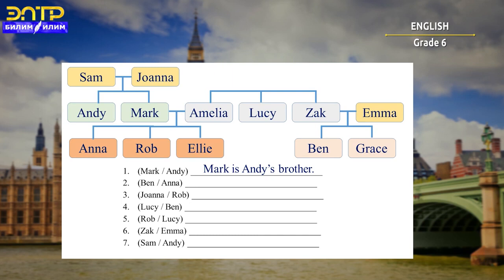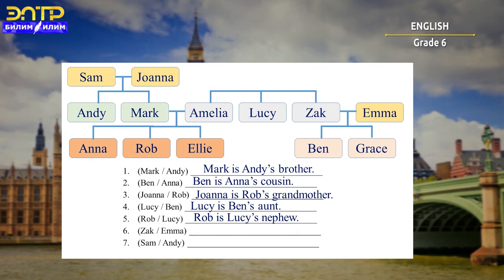Let's check your answers. Number 2. Ben and Anna. Ben is Anna's cousin. Good. Number 3. Joanna and Rob. Okay. She is Rob's grandmother. Number 4. Lucy and Ben. Lucy is Ben's aunt. Good. Number 5. Rob is Lucy's nephew. Is it correct? Yes. Number 6. Zack is Emma's husband. Nice. And number 7. Sam is Andy's father. Very good. Well done.